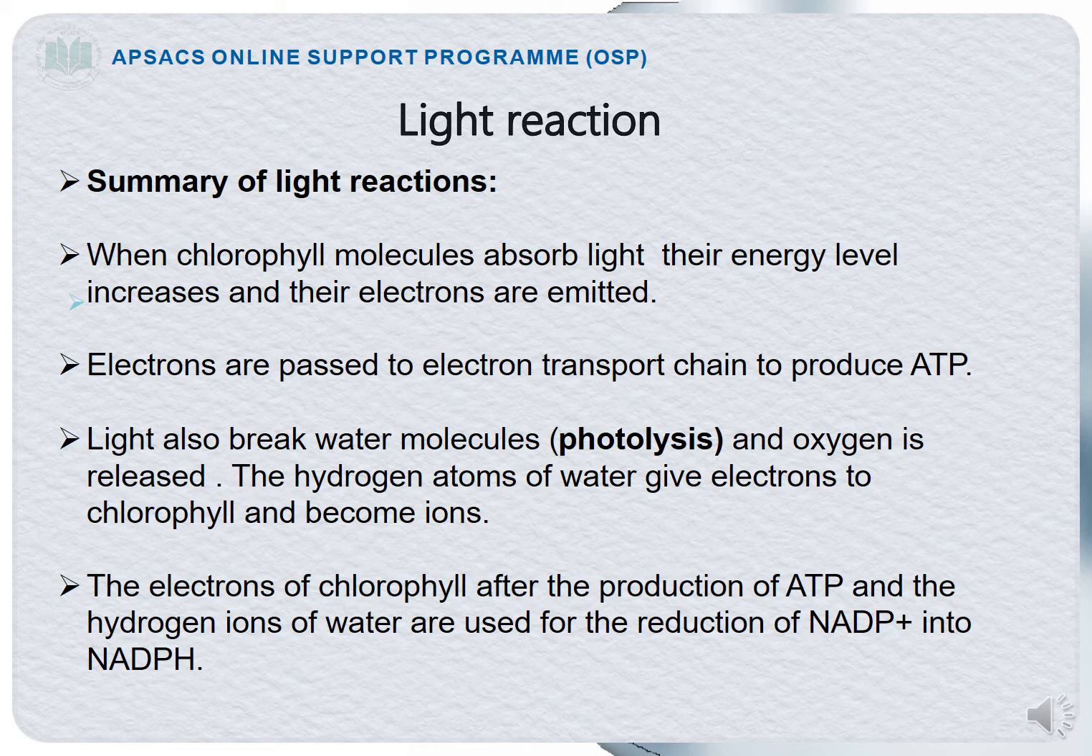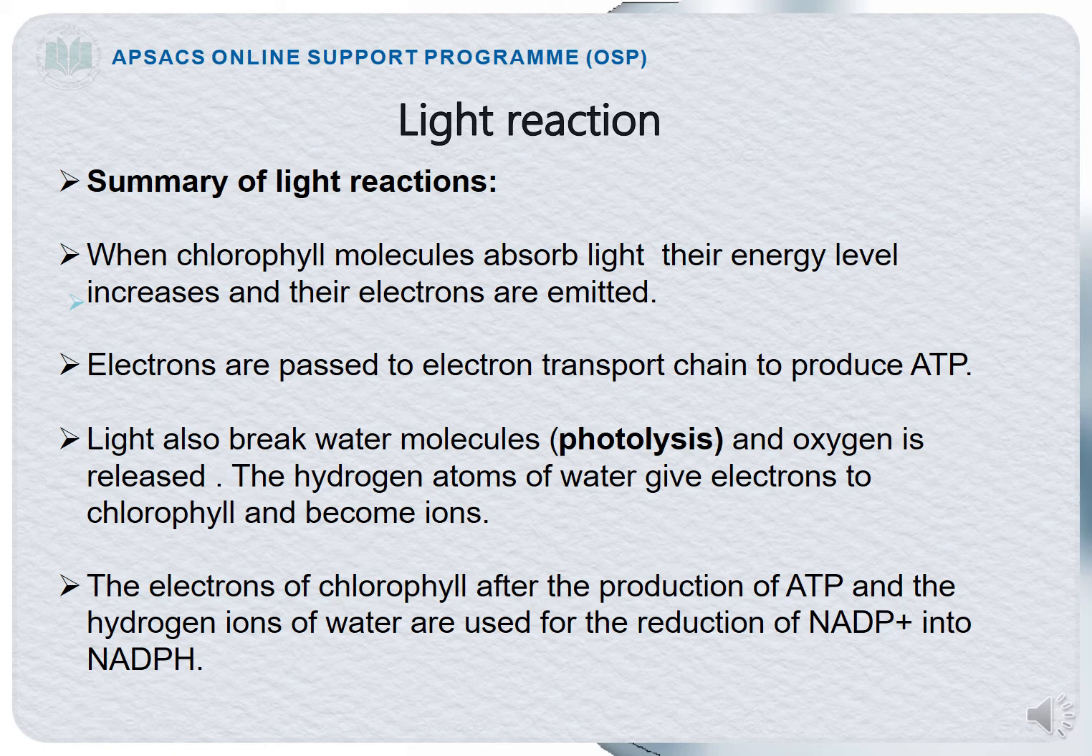Now come towards the summary of the light reaction. How does the light reaction actually take place? Whenever the chlorophyll molecules absorb light energy, the energy level will be increased and their electrons are emitted. Whenever light falls on the plant body, the chlorophyll molecules inside the leaf absorb the light energy. When they absorb the light energy, the energy level increases, and in turn the electrons will be emitted.